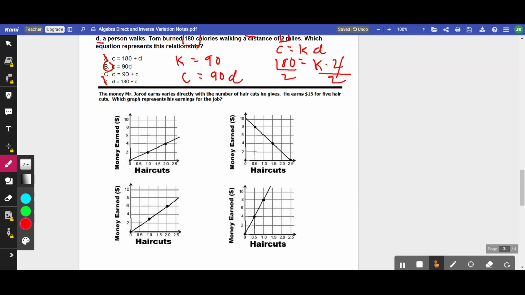For your next one here, it says the money Mr. Jared earns varies directly with the number of haircuts he gives. He earns $15 for 5 haircuts, which graph represents his earnings for the job. So this says it varies directly, which means this is going to have to pass through the origin, so it could be this one here.